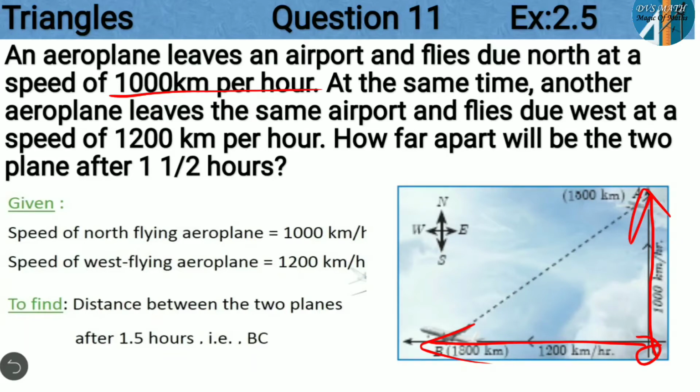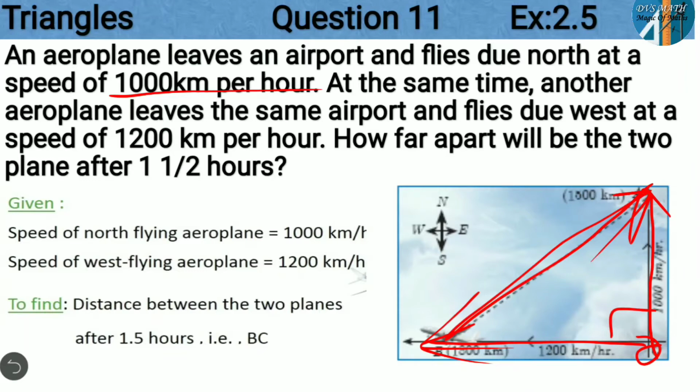So now what they are saying, we have to find the distance between these two. This means this distance, plane 1 and plane 2. We have to find the distance between plane 1 and plane 2 after 1.5 hour. Okay, so now using the speed and time, first we have to find the distance of plane 1 from the airport and the distance of plane 2 from the airport. After that we can apply Pythagoras theorem. How to apply Pythagoras theorem? Here you can observe, one is moving towards north, another is moving towards west. Definitely the angle between them is 90 degree. Yes, if it is 90 degree, it will be the right angle triangle. We can use Pythagoras theorem.